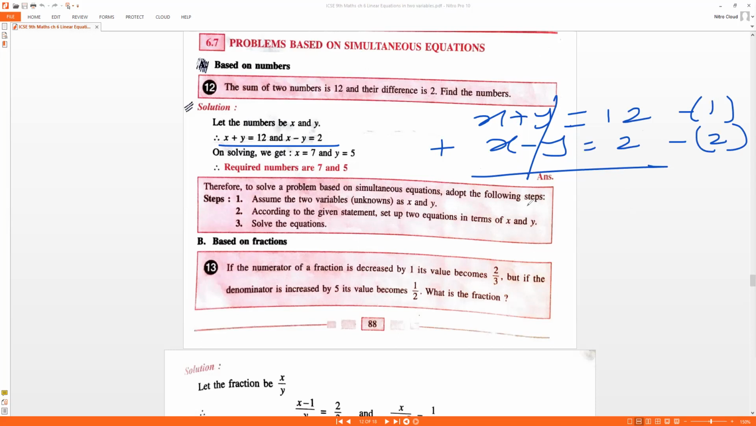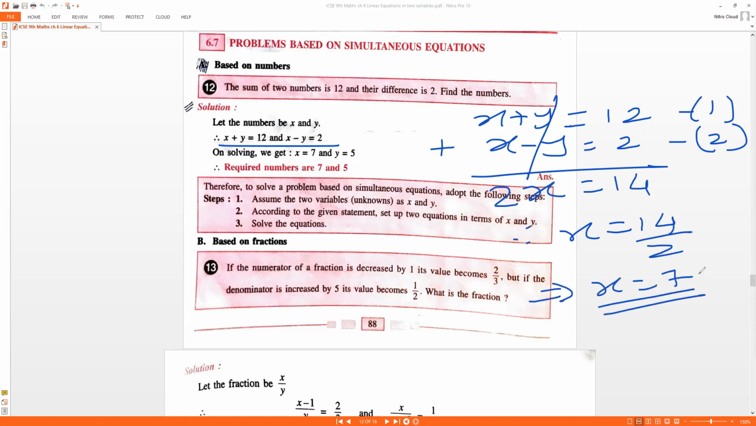Okay, so this method is elimination by equating the coefficients, correct? The coefficients are already equated. You don't have to worry, right? So you get 2x is equal to 14, right? So x is equal to 14 upon 2, that implies x is equal to 7. Very easy.